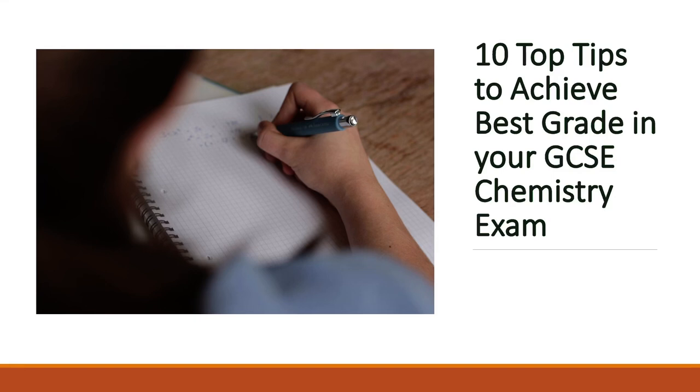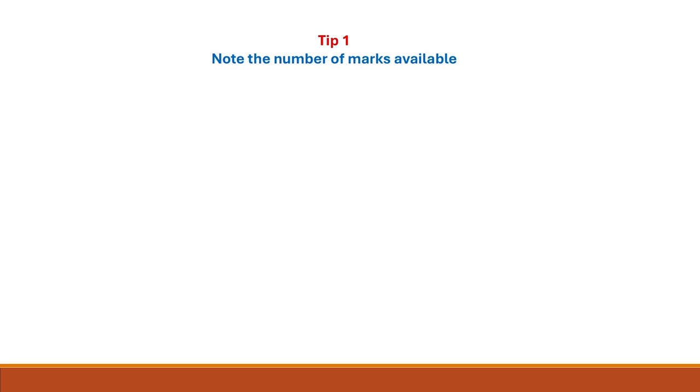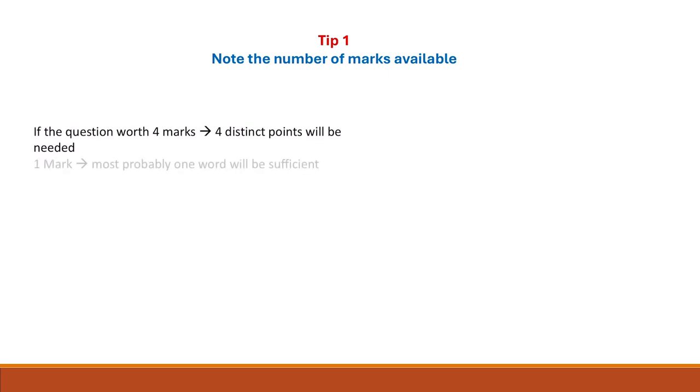10 top tips to achieve the best grade in your GCSE chemistry exam. Tip number 1, note the number of marks available. So if the question is worth 4 marks, then 4 distinct points will be needed. If it's only 1 mark, then most probably only one word or one sentence will be sufficient.